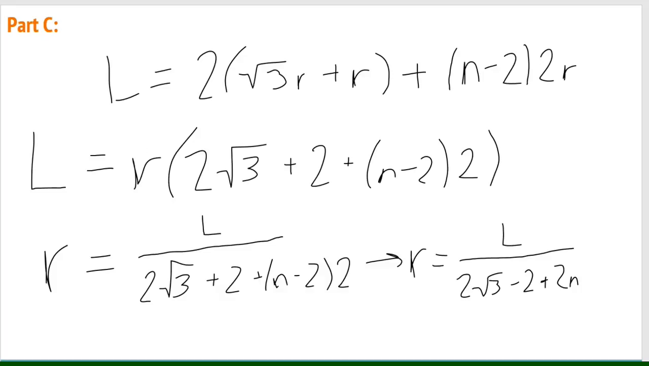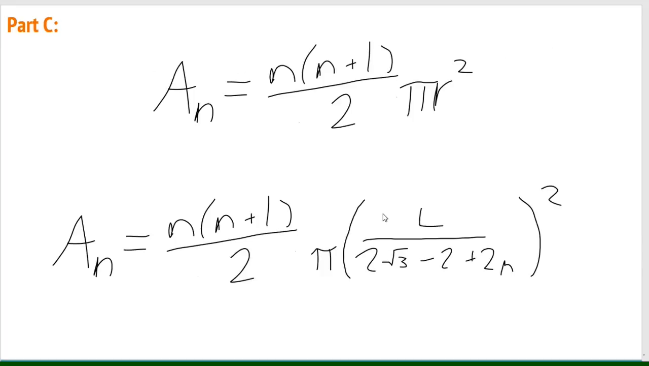Now we can solve for r in terms of n. First, factor out an r from all terms on the right. Now divide both sides to solve for r. With our equation for r, we can substitute this value into our equation for a sub n. A sub n now equals n over n plus 1 over 2 times pi times L over 2 root 3 minus 2 plus 2n squared.